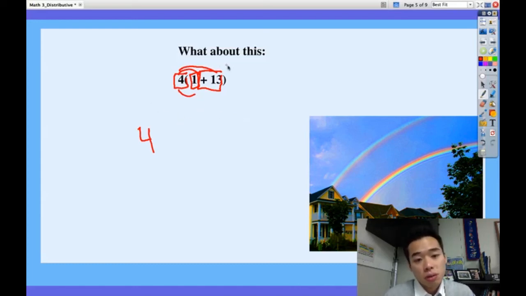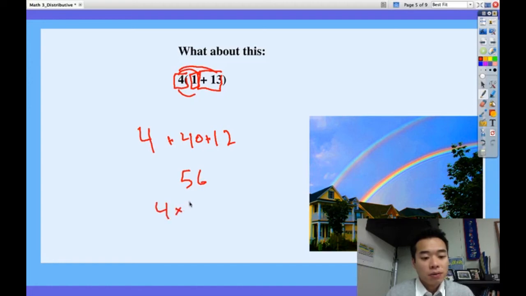So what you're going to do is you can break up this 13 and you go, okay, 4 times 10 is 40. 4 times 3 is 12. And then you just add everything together and you get 56. So 4 times 14 is 56. Okay, all we're doing for the distributive property is you're just breaking things up and then you're going to multiply and then combine them together.